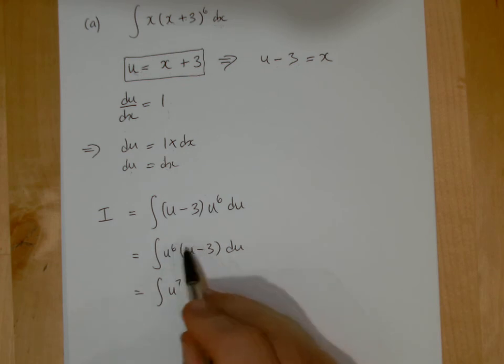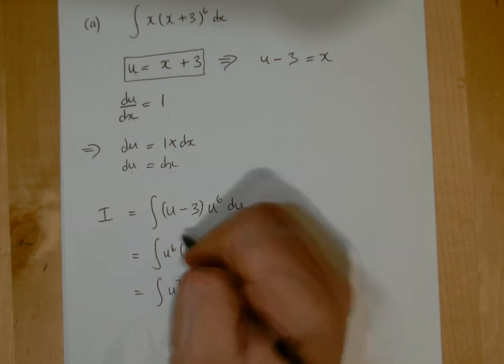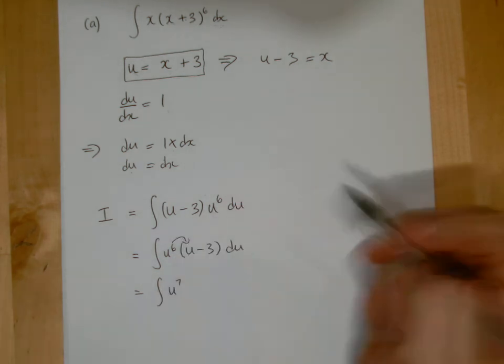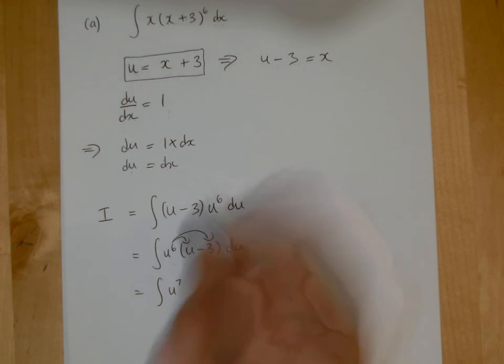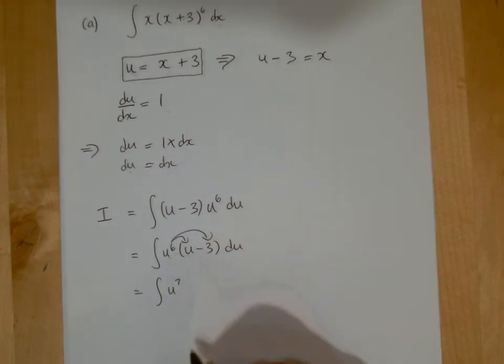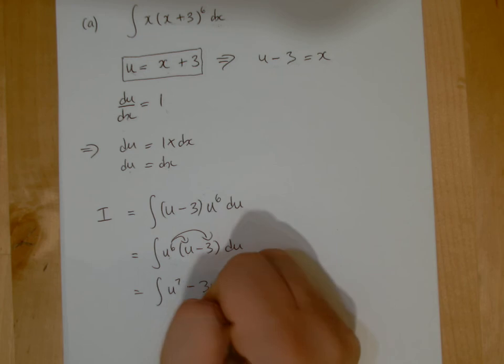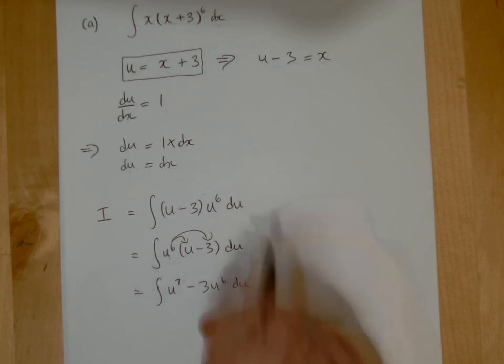So when you multiply, you can add the powers. So we expand that there by multiplying, and then we multiply that by that. So u to the power 6 times minus 3 will be minus 3u to the power 6, du.